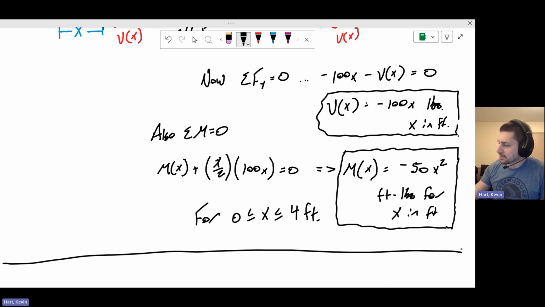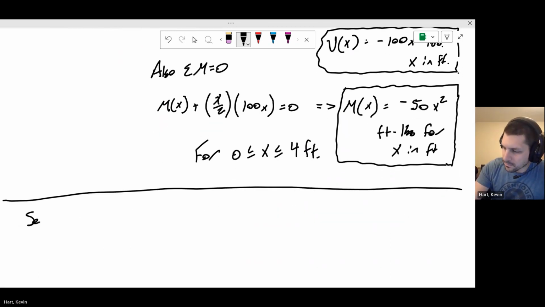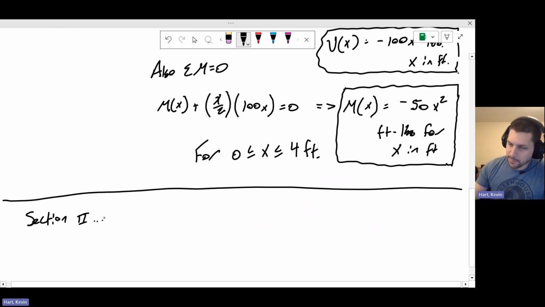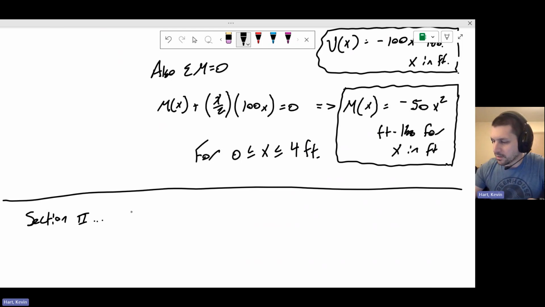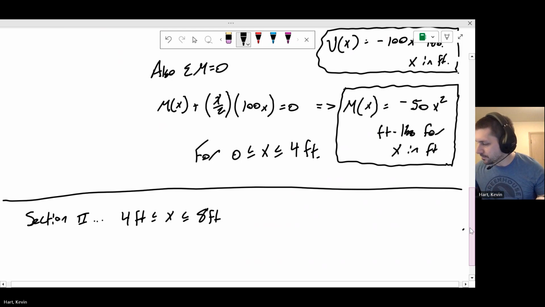Now let's take a look at section number 2. And reminder, the domain for section number 2 is from 4 feet to 8 feet. And so let's look at a free body diagram of that.